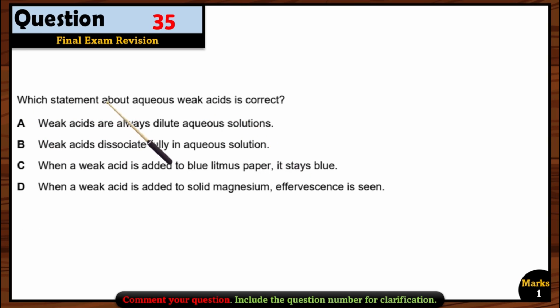Question 35. Which statement about aqueous weak acid is correct? So they are asking about the weak acid. Again, weak acids are always dilute. That's wrong. So let's see another option. Weak acid dissociates fully. That's wrong. When a weak acid is added to blue litmus paper, it stays blue. That's wrong because it will change to red. When a weak acid is added to solid magnesium, effervescence is seen. Yes, that's right, because hydrogen gas will be produced. Whenever acids react with the metals, hydrogen gas is produced. So that's why we can see the effervescence. That's why option D is correct.